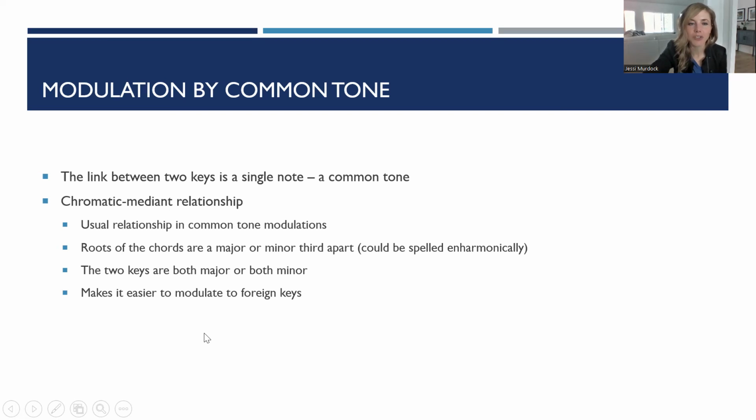Okay, so with that, we were talking about, right, all of those keys were not closely related on the circle of fifths, right? So that's what we see in these modulation by common tones. They're not closely related keys, but we're getting away with it because we share a note in common. So it's actually pretty easy to get there.